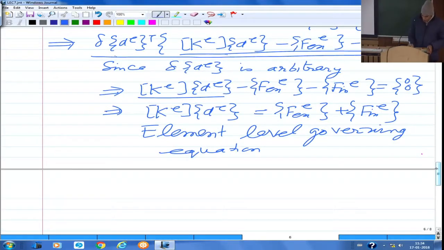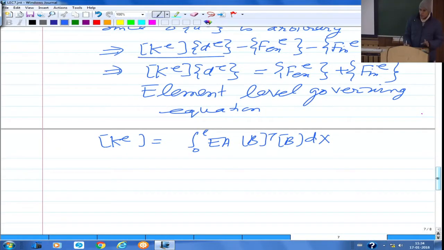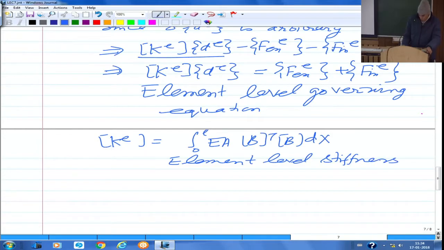Here now KE is the element level KE. If you look back at the notation we used, this is the integral from 0 to L of EA B transpose into B dx. This we call the element level stiffness matrix in solid mechanics. Otherwise you can call it a coefficient matrix. So in solid mechanics we call it the element level stiffness matrix, and it's a 2 by 2 matrix, as I already explained to you.